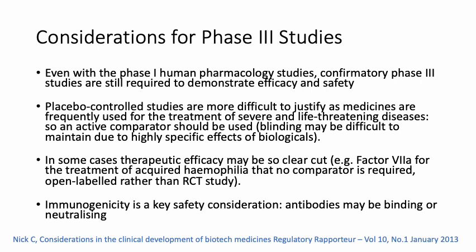In general, biological medicines which demonstrate a dramatic efficacy need a smaller phase 3 development programme because a difference to comparator treatment can be easily demonstrated. In some cases, the effect is so dramatic that the comparison to historical data can suffice without the need for a comparator. Immunogenicity is a key safety consideration, and antibodies may be binding or neutralizing.